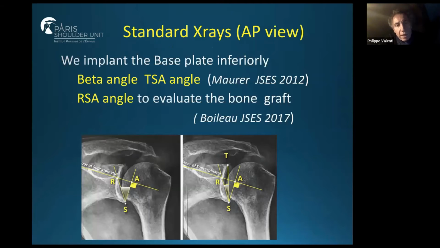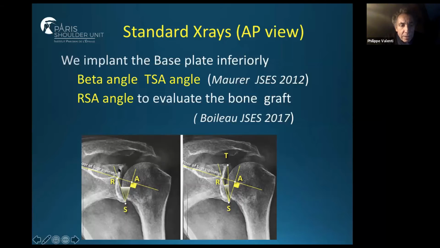If you do standard X-rays, it is very important that you can measure two angles. This angle, the TSA, was developed by the team of Gerber, and it is a deformity of the glenoid. It's very important to know this angle when you do an anatomic arthroplasty to evaluate the inclination of the glenoid. But when you do a reverse arthroplasty, the most important thing is to put your base plate flush to the inferior part of the glenoid.